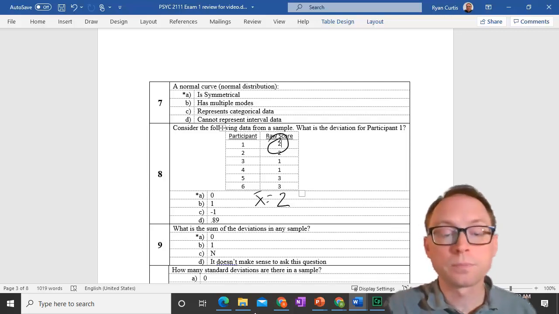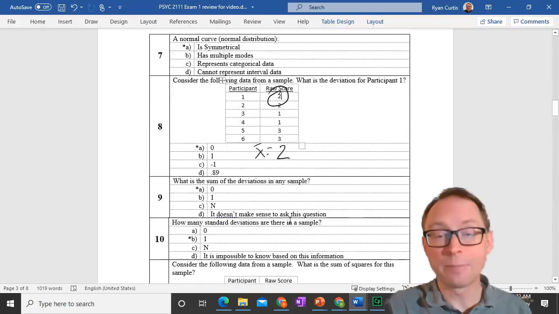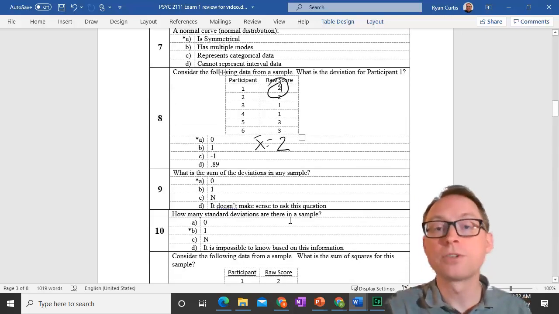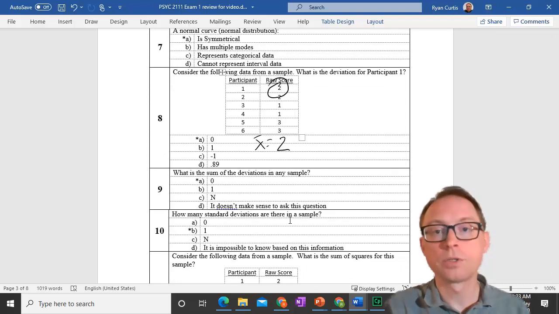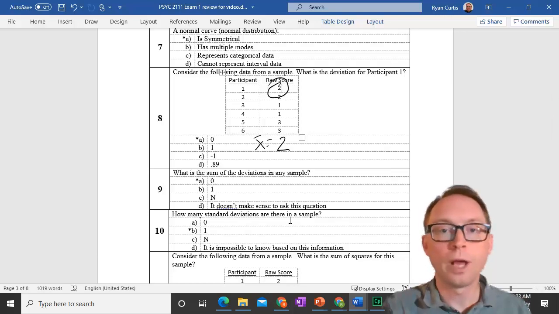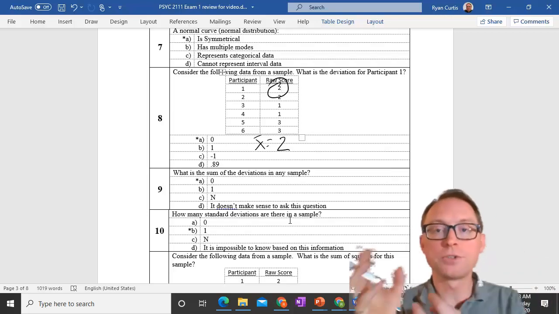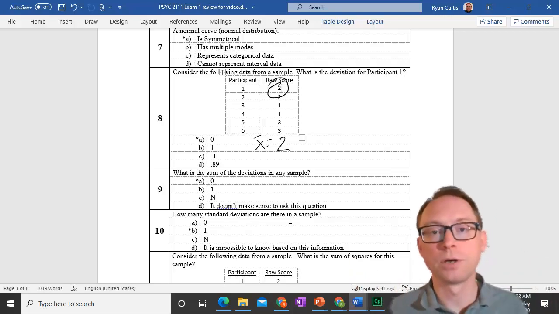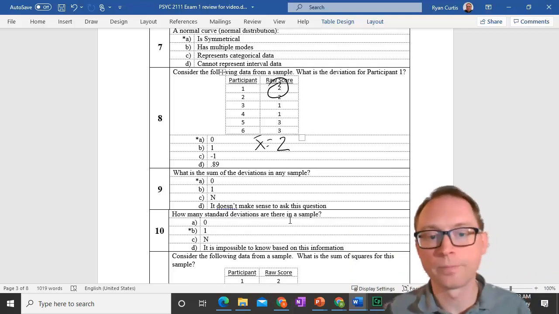So the deviation for participant 1 is 0. Number 9, what's the sum of the deviations in any sample? In any sample, any at all, the sum of the deviations is always 0. It's always 0. Because when you add up, you'll have as many negative as you have positive, right? It's the same amount of negative as you do positive, and they have to add up to 0 because they deviate from the mean. It has to add up to 0.